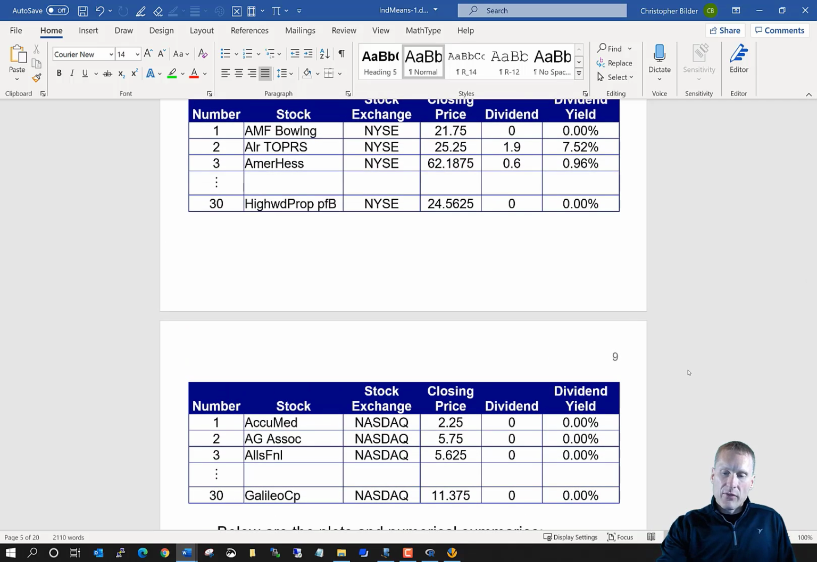For each stock, for the day that I did this sample, I recorded its closing price. So for this particular stock, it was $25.25. I recorded the annual dividend, $1.90 per share. And then to get the dividend yield, I took 1.9 divided by 25.25.